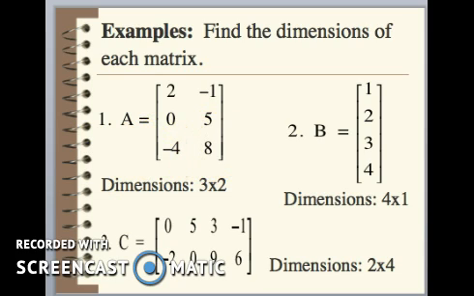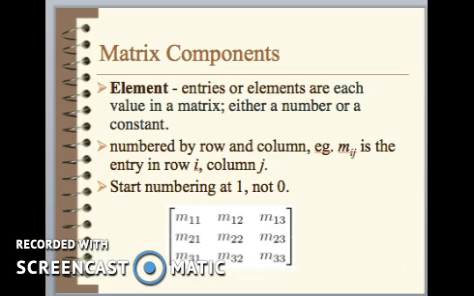Matrix B is a 4 by 1 because although it's only 1 vertical column, if you look at it, the horizontals, we're looking at 4 rows. So we've got 1, 2, 3, 4. They're all in rows, but we've only got 1 column. And matrix C only has 2 rows but has 4 columns, so we name it as a 2 by 4 matrix.